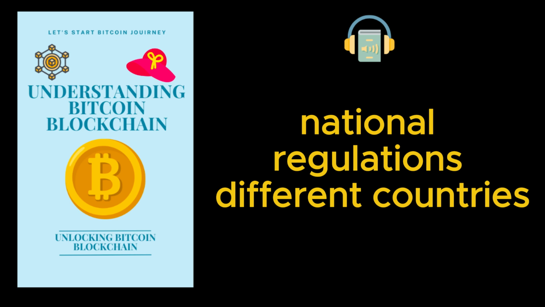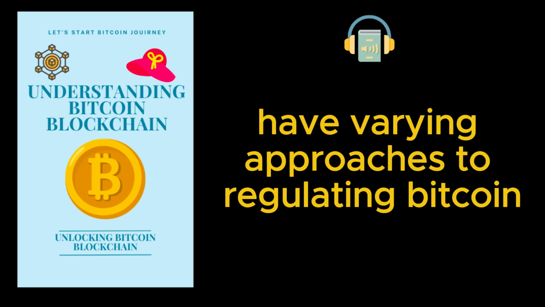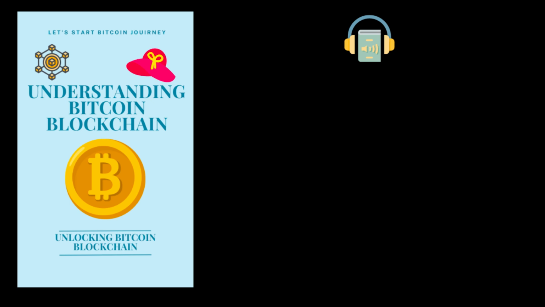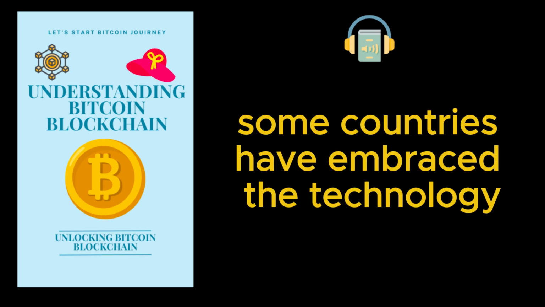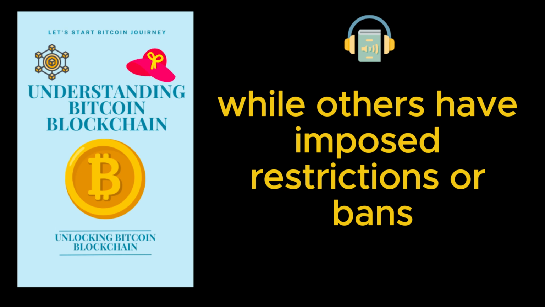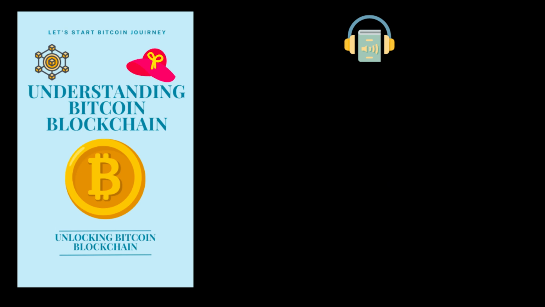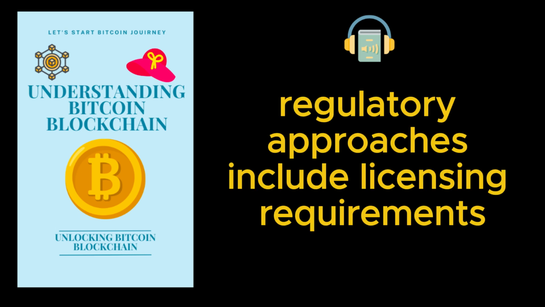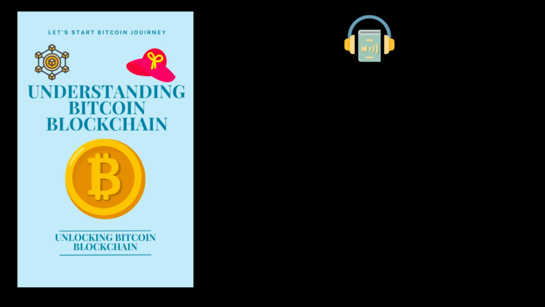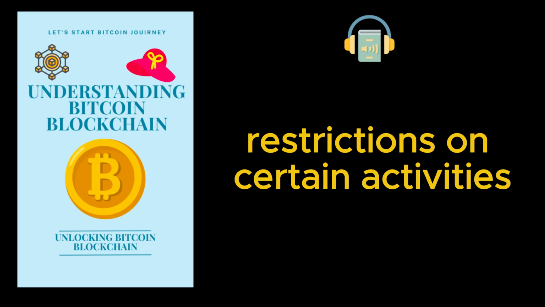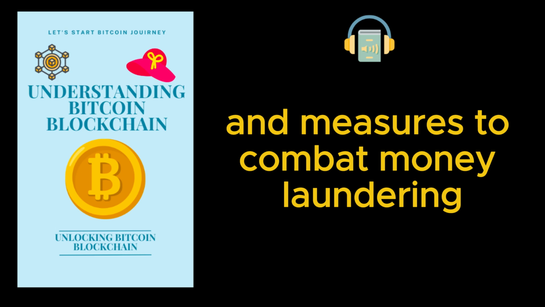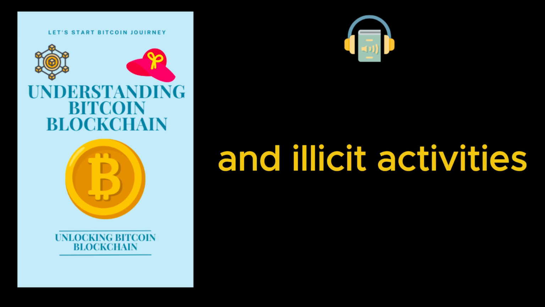National regulations. Different countries have varying approaches to regulating Bitcoin and blockchain technology. Some countries have embraced the technology, while others have imposed restrictions or bans. Regulatory approaches include licensing requirements, restrictions on certain activities, and measures to combat money laundering and illicit activities.